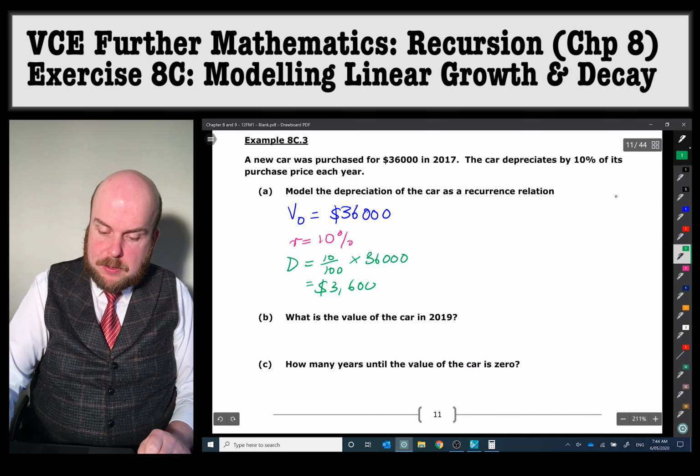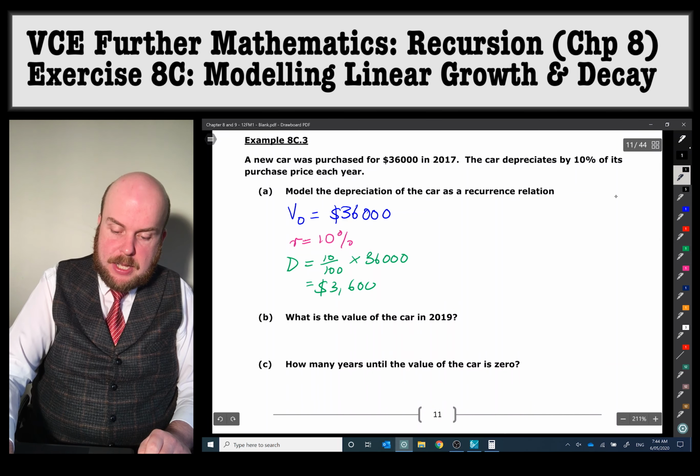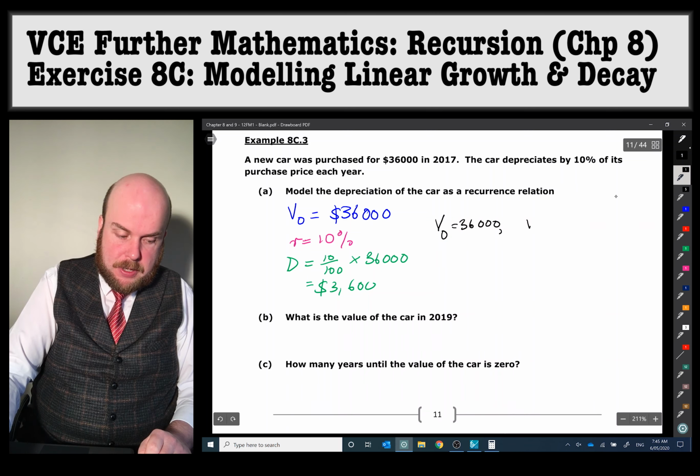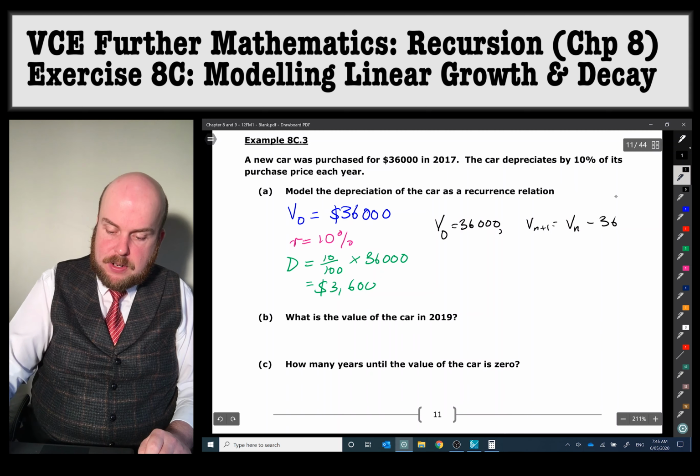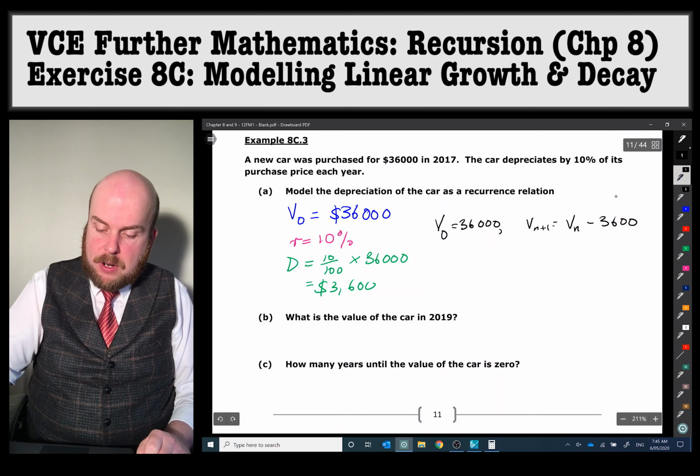And so my recurrence relation, we start by writing the initial value, so 36,000, comma. Vn plus 1 is equal to Vn minus 3,600. And there is our recurrence relation.